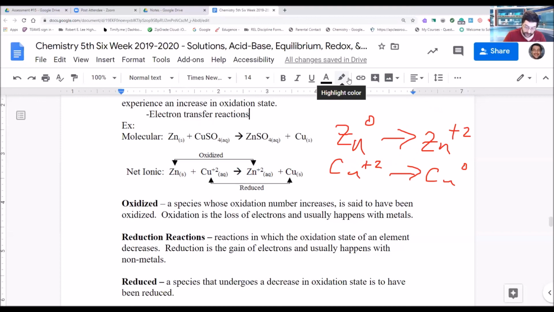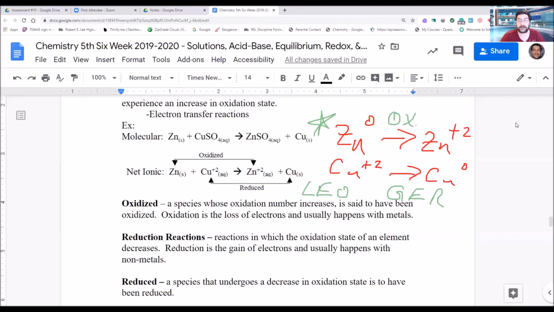Now we can use our mnemonic device from earlier, and I like to use Leo goes Ger, okay? So Leo goes Ger. All right, so if you lose electrons, you are oxidized. Remember, electrons are negative, so if you lose them, then you become positively charged. And that's this first situation up here, okay? We went from a 0 charge to a +2 charge. The only way that we could have done that is if we lost 2 electrons. So that means that zinc was oxidized in this problem, or in that reaction, okay?